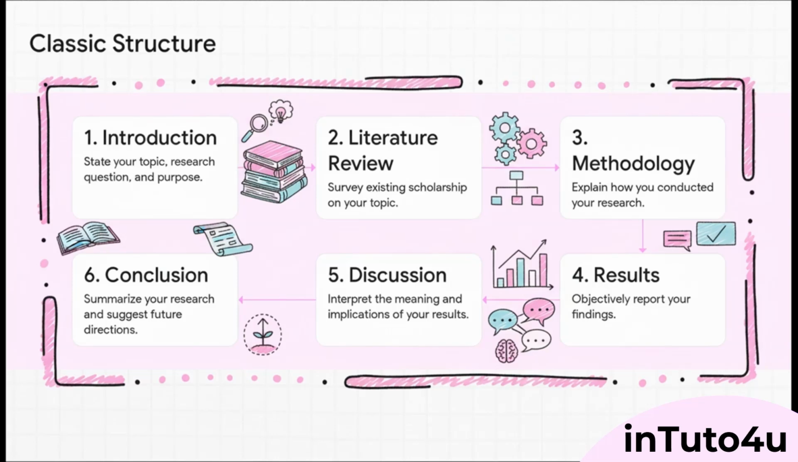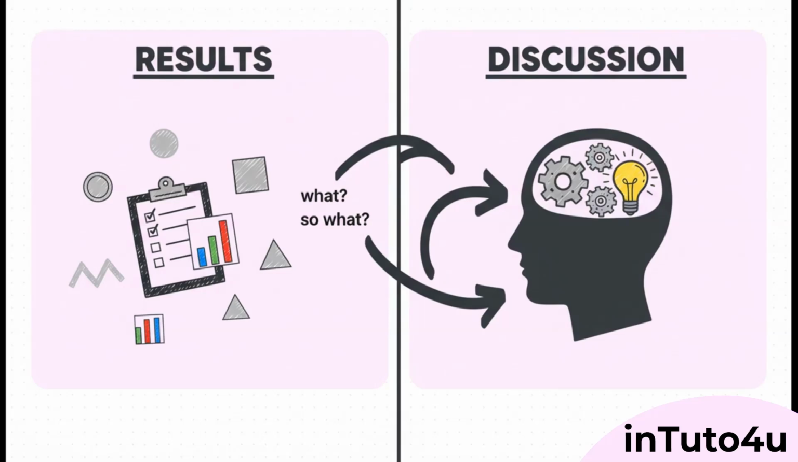Okay, pay attention here because this is a spot where a lot of students get tripped up. The difference between the results and the discussion chapters. The easiest way to think about it is what versus so what. The results chapter is just the what. What did you find? It's just the facts, the raw data. The discussion chapter, that's the so what. So what does it all mean? Why does it matter? This is where you really get to show off your brain power.